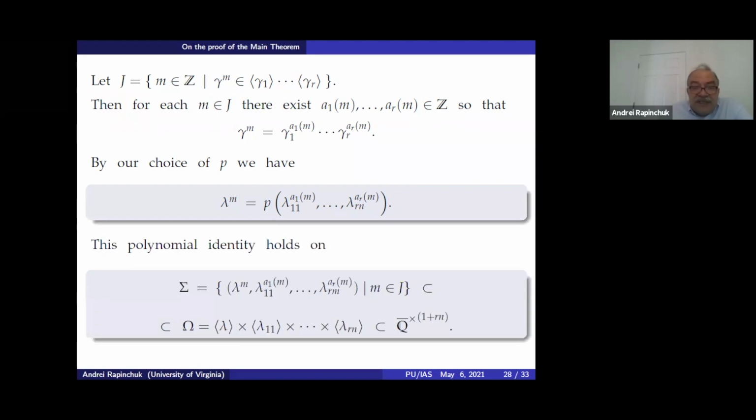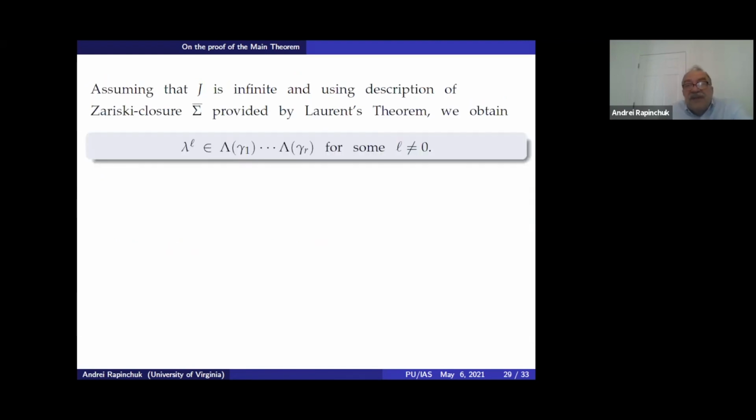Then what we do is, of course, we consider the set of these elements: the m-th power of lambda itself, coupled with the corresponding powers of the eigenvalues of the elements gamma 1 through gamma r. That's going to be our set sigma. Of course, it sits inside that finitely generated subgroup of the torus. Now, assuming that gamma is infinite, but remember the number of translates is finite, using the pigeonhole principle and the description provided by Laurent's theorem, one easily shows that some power of lambda is necessarily inside the product of these subgroups, which of course violates our assumption and completes the proof.